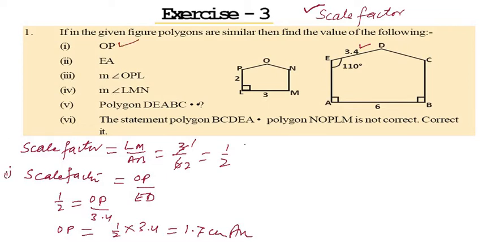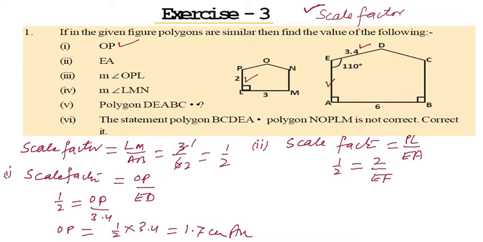So you can do the first question. Now come to the second. Second, the value of EA. Where is EA? So you can see here EA. This one is the EA. This side is EA. Now scale factor is equal to PL upon EA. Now scale factor is 1 by 2. PL is given as 2 centimeter. You can see here it is 2 upon EA. Now EA is equal to 2 into 2. So it will become 4. So EA is equal to 4 centimeter. You can say centimeter or unit.